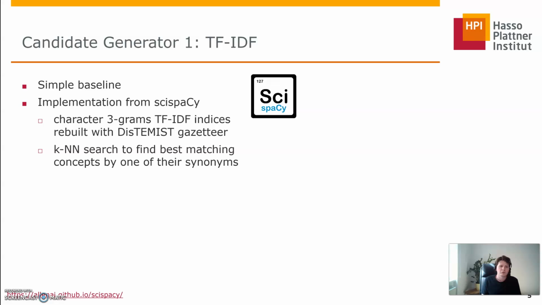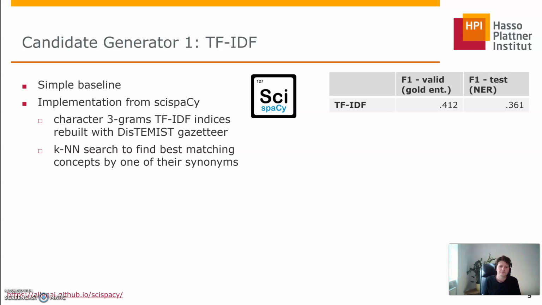So as the first very simple baseline, we used the TF-IDF vectorizer-based entity linking approach and used the implementation from spaCy, which is based on character 3grams. And we rebuild these indices from spaCy, which usually are only for English UMLS. We rebuild these indices for the DisTEMIST gazetteer. And once the TF-IDF scores are computed, we can, at inference time, just do a k-nearest neighbor search to find the best matching concepts based on one of their synonyms.